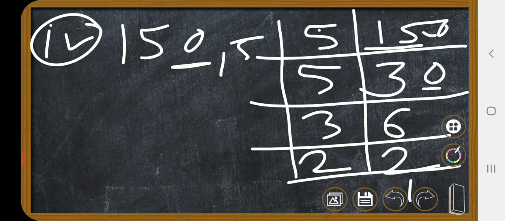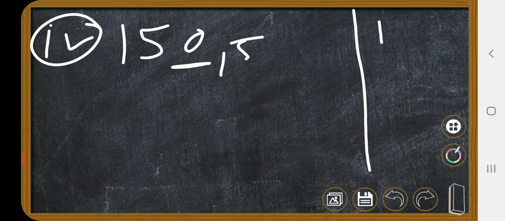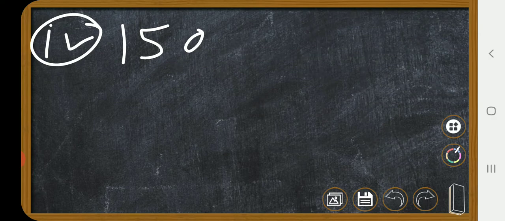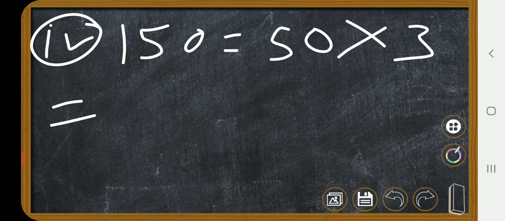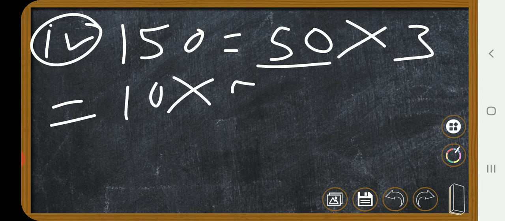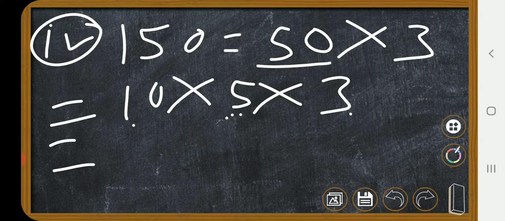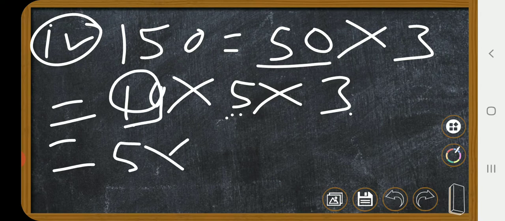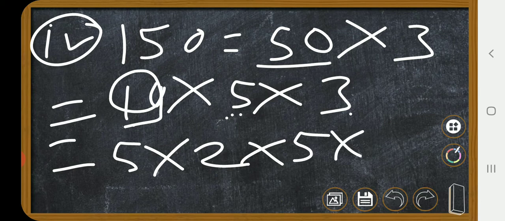And now in the horizontal arrangement, we'll write, this is vertical. Now in horizontal arrangement, how will you write 150? 50 multiplied by 3. Okay, now 50, how can you write 50? 10 multiplied by 5 and 3. 10 5s are 50, 50 3s are 150. How will you write 10 then? 5 2s are 10.